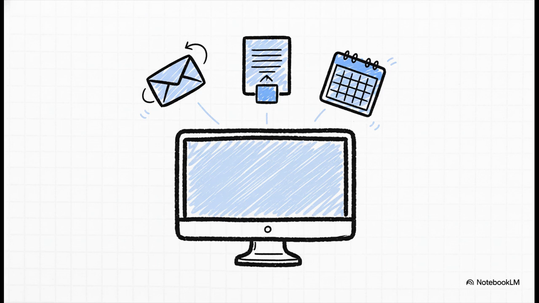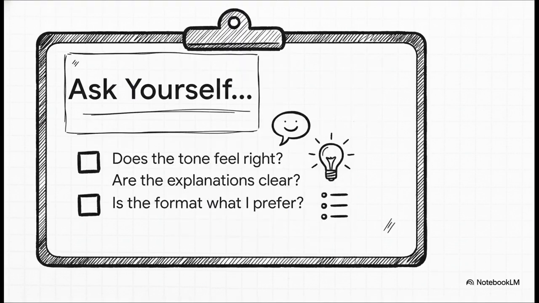Okay, now for the fun part, putting it all into practice. The absolute best way to see if your new settings are working is to take them for a test drive. Give it a simple, real-world task. Ask it to rewrite an email for you, summarize an article, or help you plan out your week. And as you get that response back, just run through this little checklist. Does the tone feel right? Are the explanations clear? Is it giving you the bullet points you asked for? If not, no big deal. That just tells you exactly what you need to go back and tweak in your instructions.